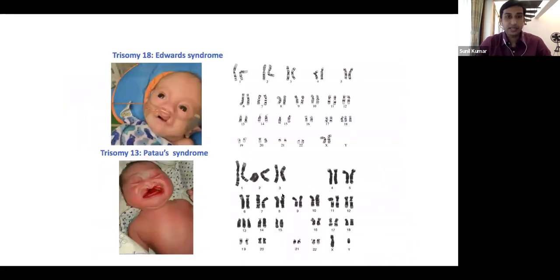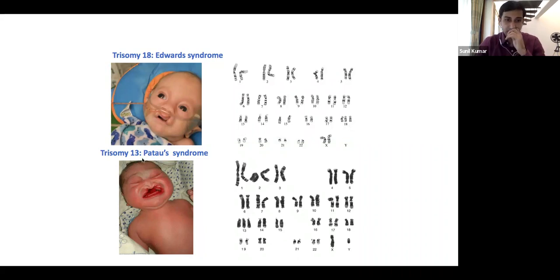Next, trisomy 18, Edwards syndrome. The morphological features are more severe compared to Down syndrome babies. So trisomy 18 means there is an extra chromosome at 18. That's why it's called triploidy.